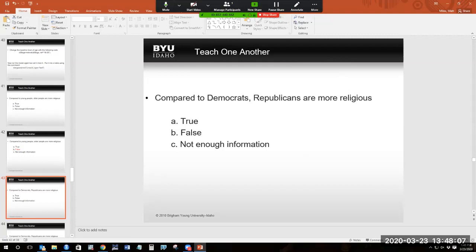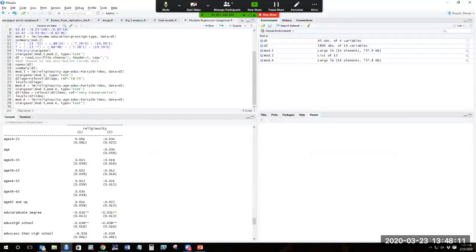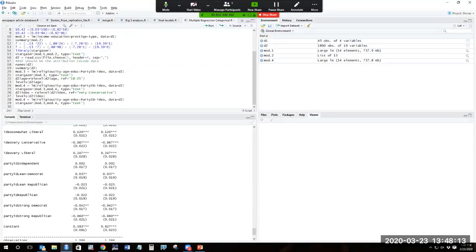Let's look about Democrats. Are Republicans more religious than Democrats? So here I might regret that I put in so many party ID categories, but it's okay. So here's independent, lean Democrat, lean Republican, Republican, strong Democrat, strong Republican. So our baseline category is just Democrats. So I'm going to actually change this so that our baseline category is independents, so that we can just kind of compare.